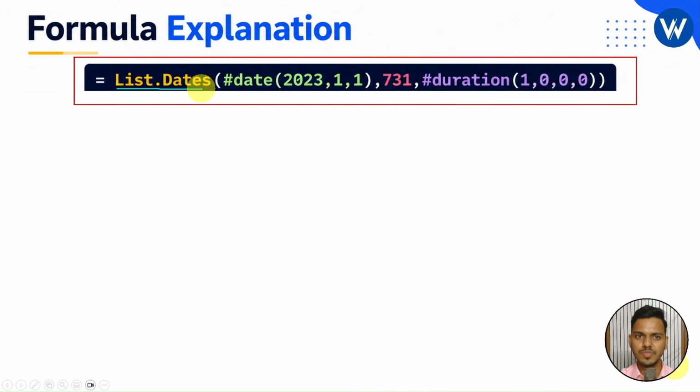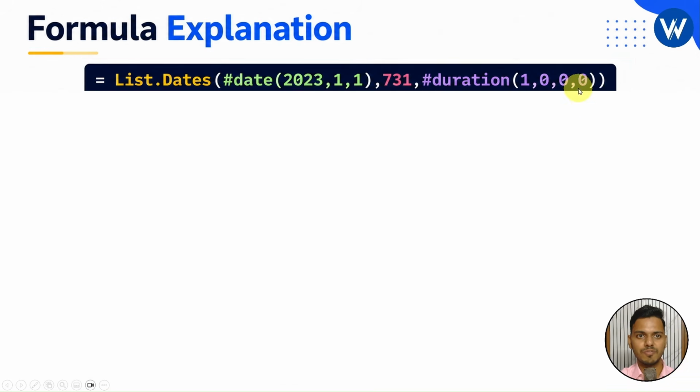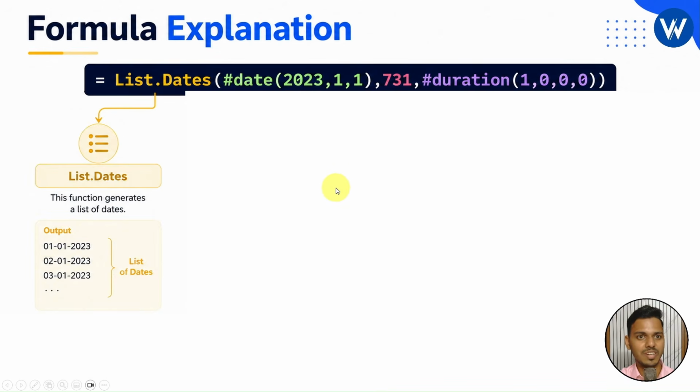List.date. Okay guys, first you need to write list.date. Next you need to enter all these values. Let's see practically one by one. So first we will understand what is actually list.date. So when you write list.date, here we can see this function generates a list of dates.